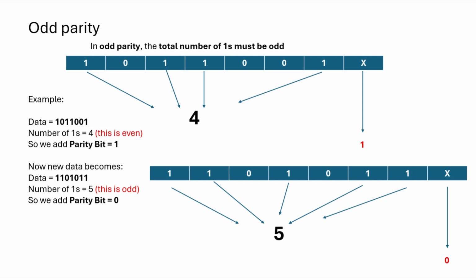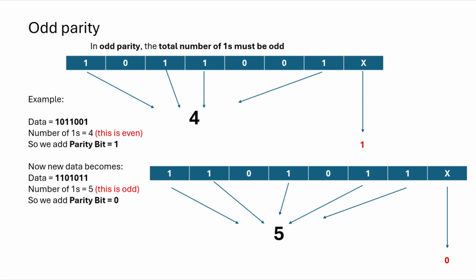We need to fix it. How do we fix it? We add a parity bit. We want the total to become odd. Currently it is 4 which is even. Even plus what gives odd? Even plus 1 gives odd. So we add a parity bit of 1.